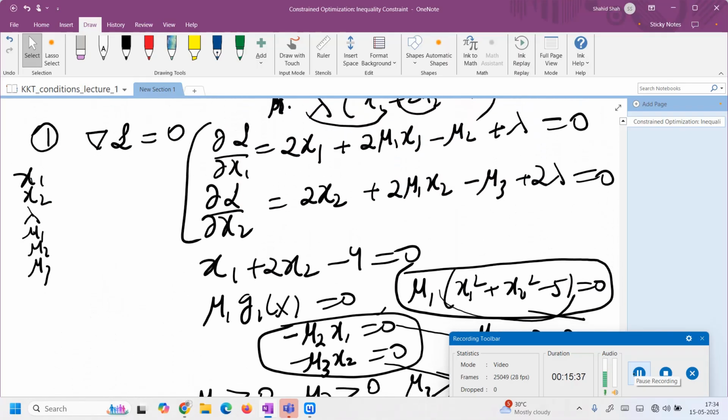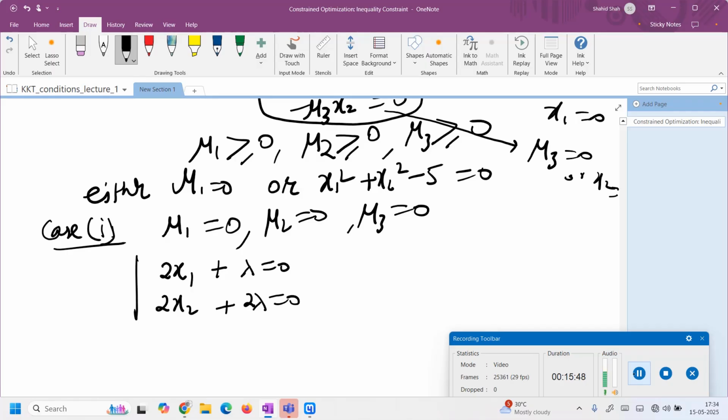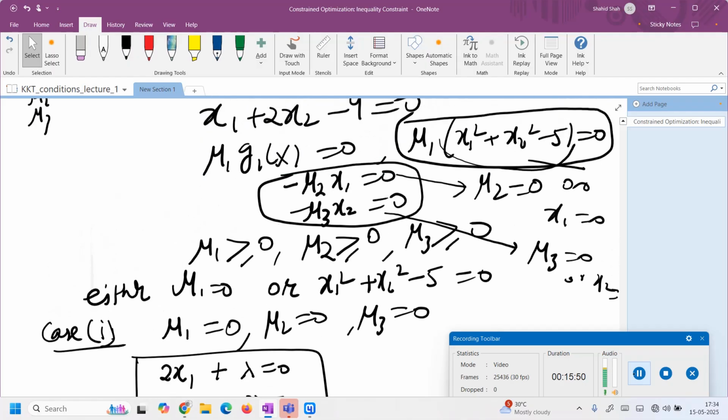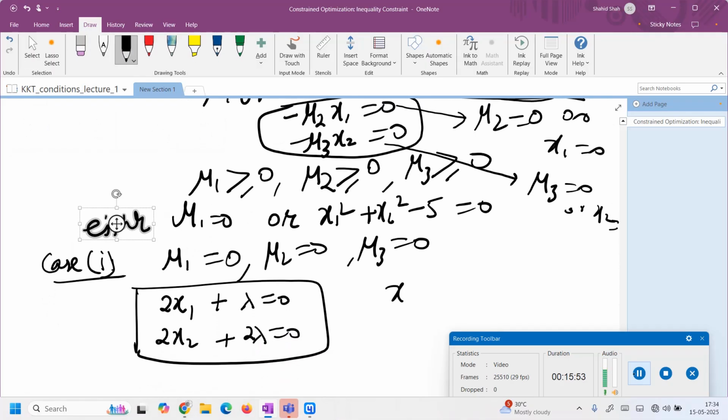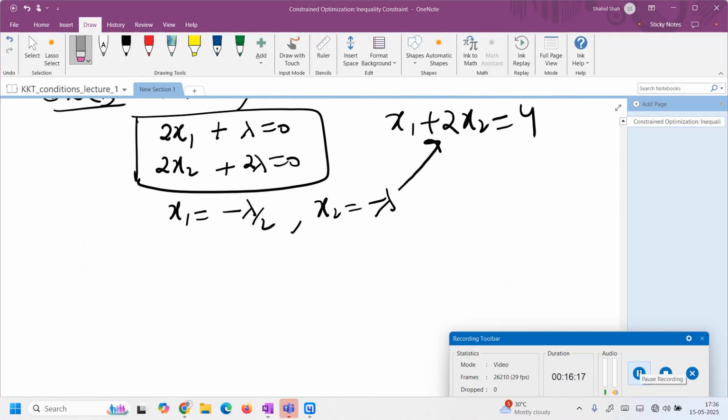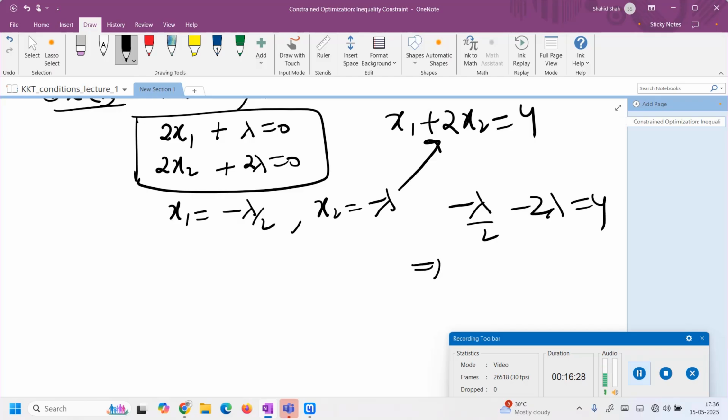Why? See, case 1 is mu1 is 0, so this term is gone. Mu2 is 0, this term is gone. So this term is gone, this term is gone. So the two equations we have now to solve is this one. Fine. Along with the equality constraint that x1 plus 2x2 equals 4. So we have x1 equal to minus lambda by 2, x2 equal to minus lambda. So this equation here becomes minus lambda by 2 minus 2 lambda is equal to 4, or minus 5 by 2 lambda is equal to 4, or lambda is minus 8 by 5.